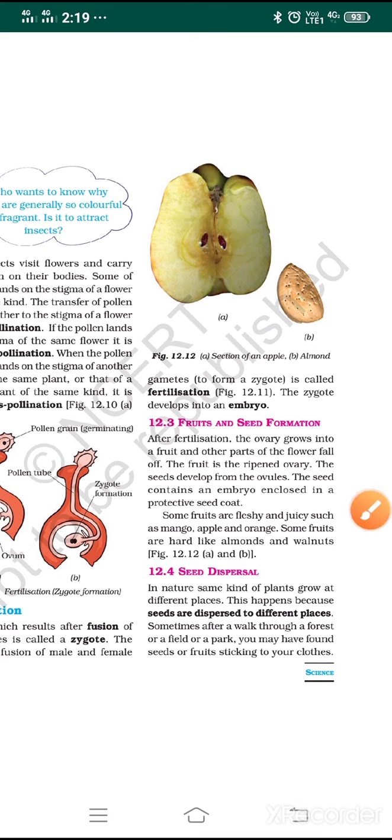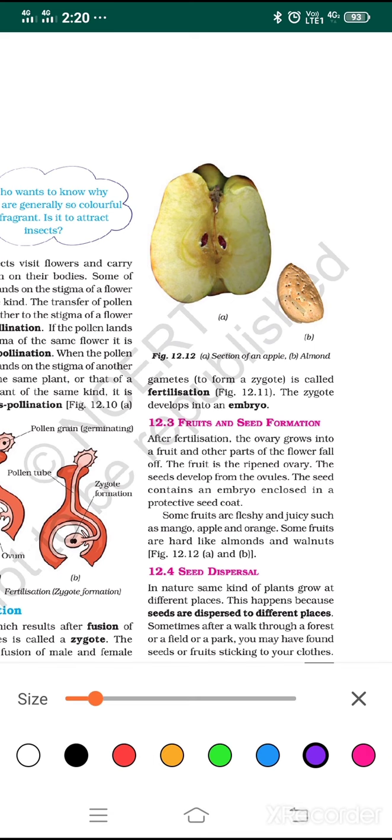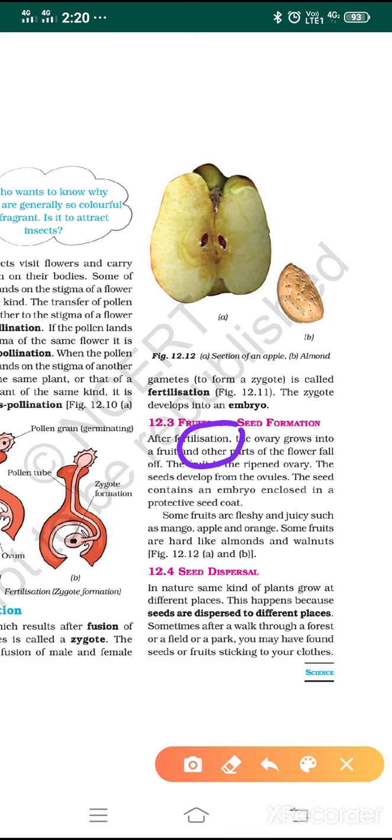After the fertilization is over, as soon as the fertilization process is over, one more important thing takes place, that is the ovary grows into a fruit. The ovary which is present inside the female part of the flower becomes a fruit, and the other parts of that flower just fall off. Only the ovary grows and forms a fruit.